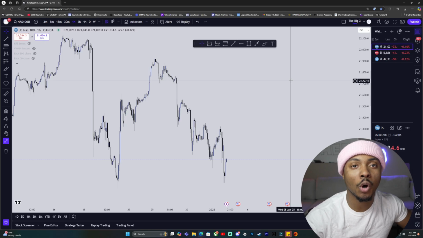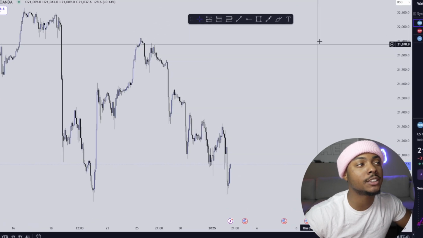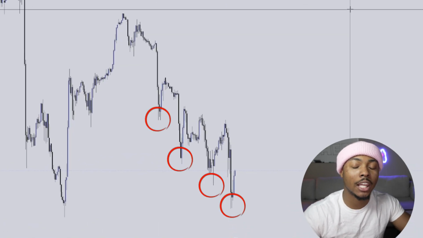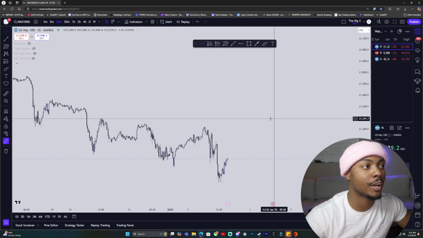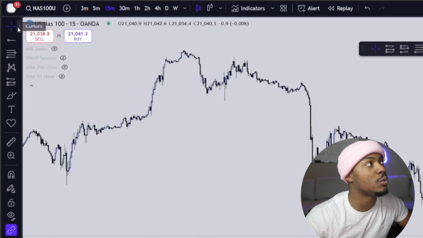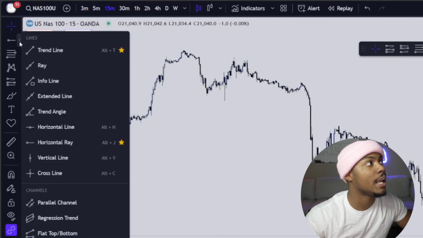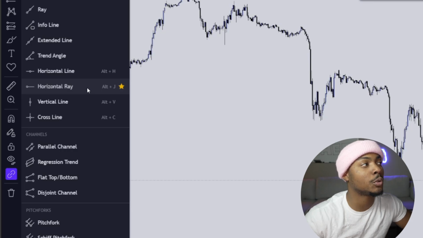So looking at NQ, also known as NAS 100, we can clearly see that the trend is currently downwards. How do we know? Because the market is making lower lows and lower highs. What we're going to do then is go down to the 15-minute time frame. Once you're down at the 15-minute time frame, I want you to head over to the left side of TradingView, go down to the second column, hit the arrow, go down to horizontal ray, and make sure you slap a star on it because we're going to use this one a lot.